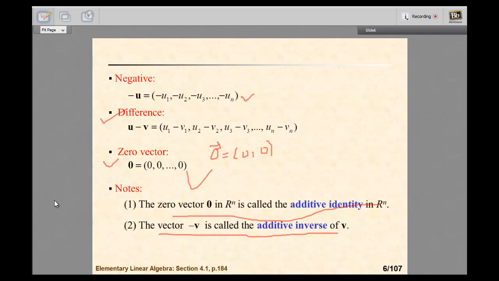So you remember these things. We will use these things in next week's syllabus. Zero is called the additive identity, and -1 times a vector gives the additive inverse. Here it is -1, so -1 is called the additive inverse.